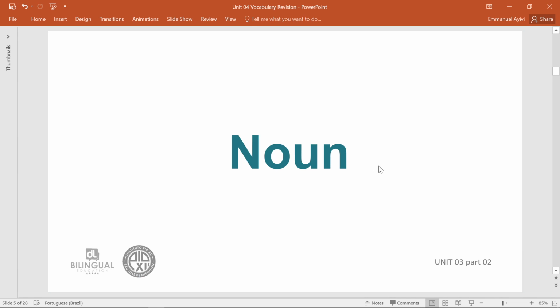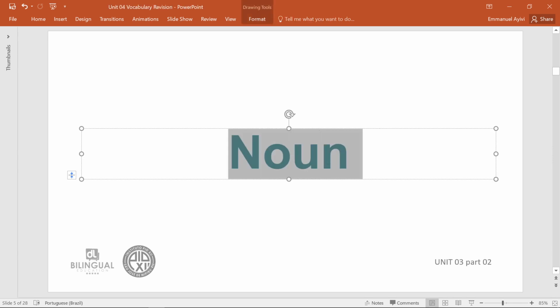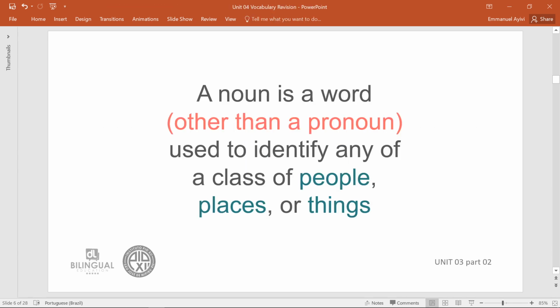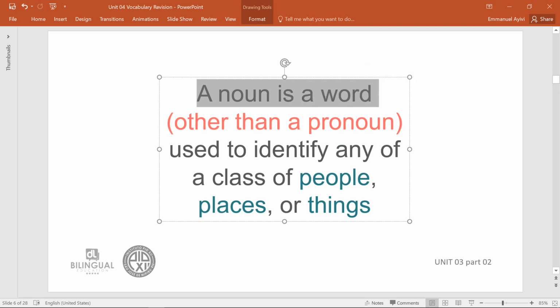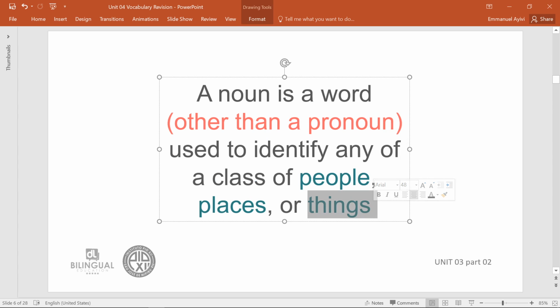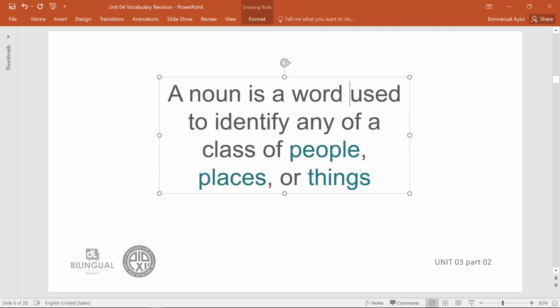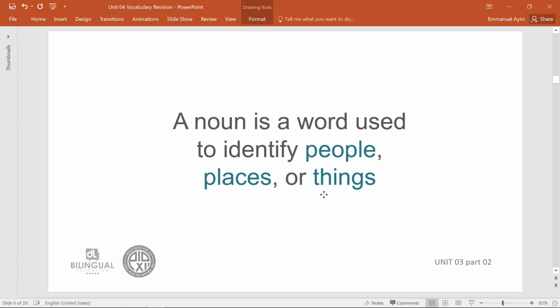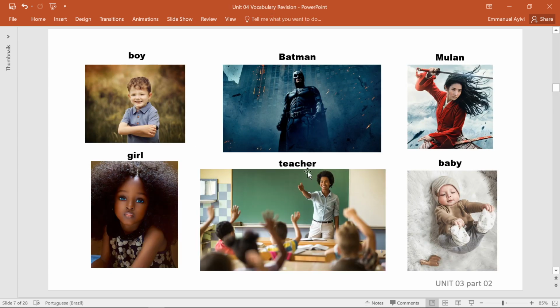First and foremost, we need to remember what a noun is. A noun is a word used to identify people, places, or things. Here are some examples of people. Remember, this is a boy, this is a girl, this is Batman, this is a teacher, this is a baby, and this is Miriam. So all these are people.